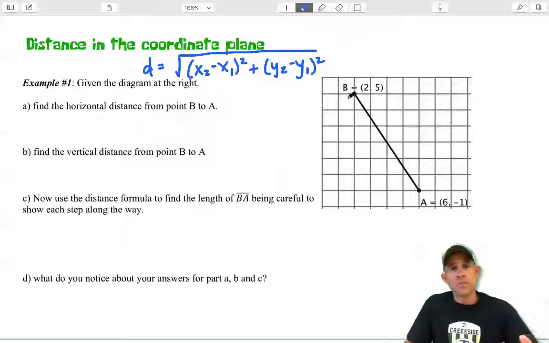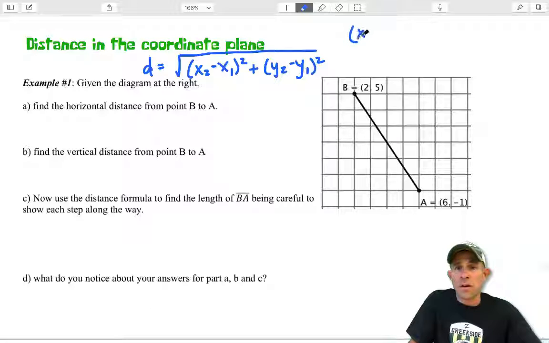Finding the distance between two points in the coordinate plane. Now, to begin, let's take a look at this distance formula. This distance formula allows us to find the distance between these two points when I know the two coordinates. The two coordinates are x1, y1, and x2, y2.